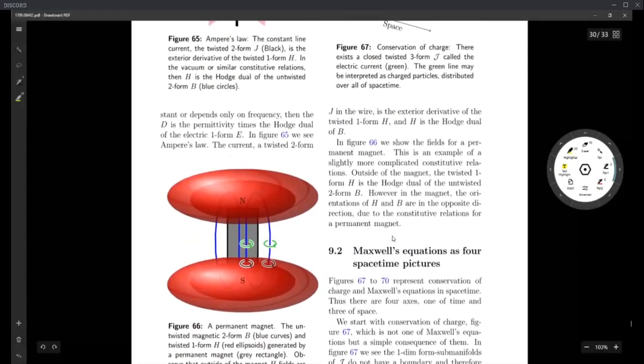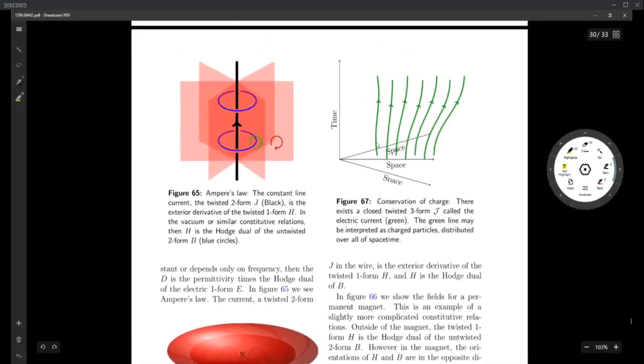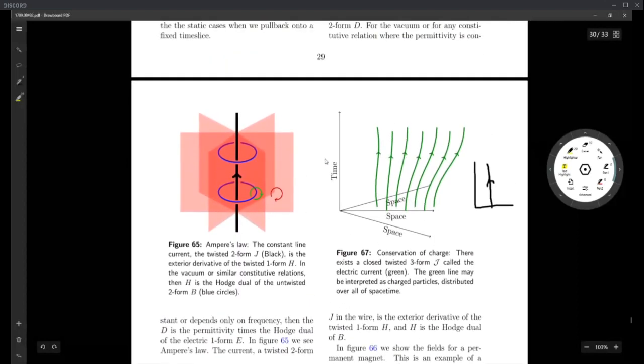For starters, we can start with the conservation of electric charge. So what does it mean for electric charge to be conserved in space-time? That means you have a twisted three form J that can be interpreted as charged particles, and they're basically spread out all over space-time. And in a sense, if you choose the metric correctly, these lines are just going to be straight lines. And as we've seen in even a naive space-time diagram, a straight line going through space-time basically means the object is stationary. So in a sense, you could say that your charges do not change over time. But obviously, your individual charges can change over time, whereas the net charge remains the same.